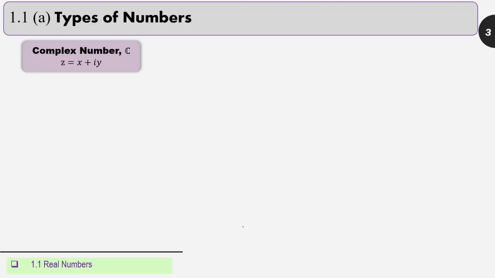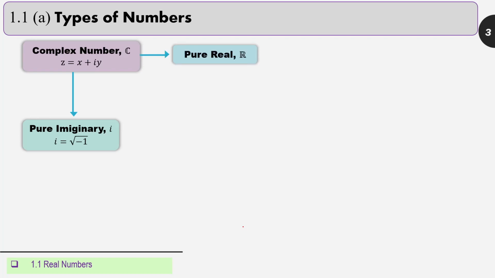Okay, so the bigger picture of our types of numbers actually starts from complex numbers, which can be represented by a C, where we write our complex number into two components. One is x plus iy, where our i is called pure imaginary. These imaginary numbers come from the square root of minus 1. And then we have our pure real numbers, which are represented by R.